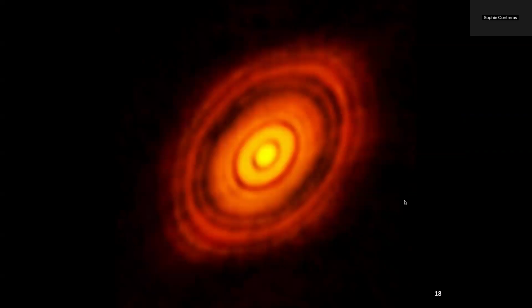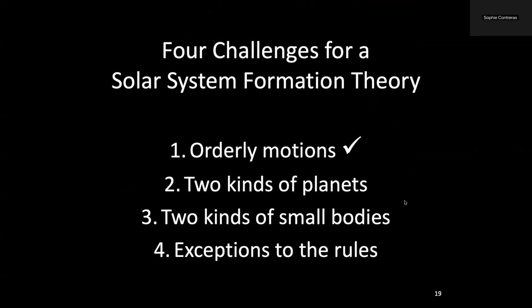So here, let's say I form a little baby Jupiter, and there's a little baby Mars, and there's a little baby Earth. They're all going around like this. And if one of them, like Theia, comes down here, goes the other direction, that's when you smash it. Okay? Okay, good. So if you may remember, we had 4 challenges. We did 1. All right, now we have to explain why there are 2 kinds of planets.